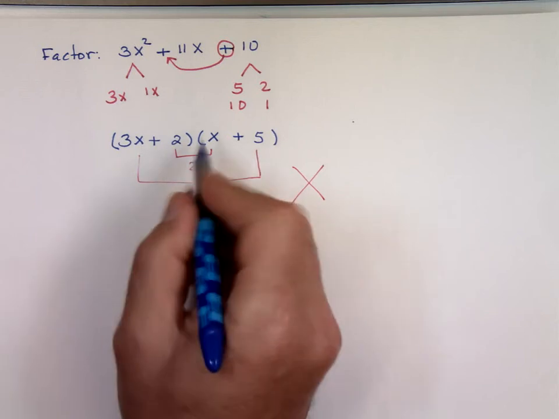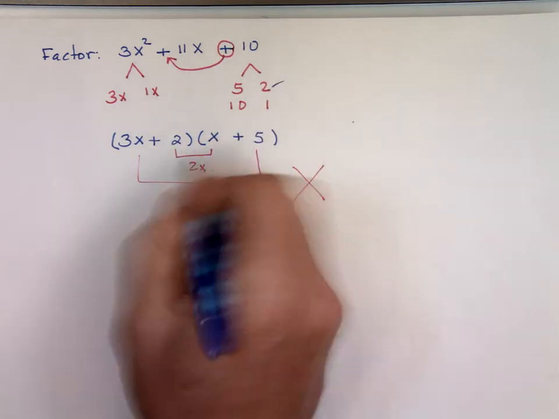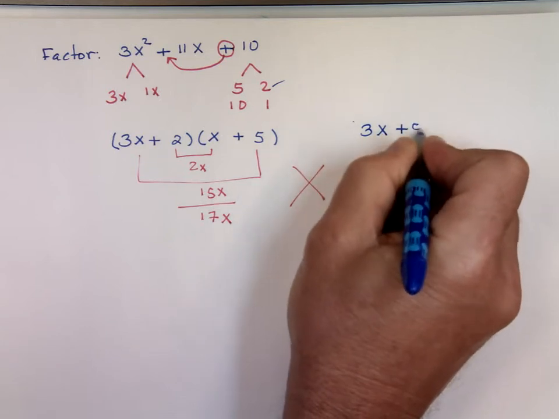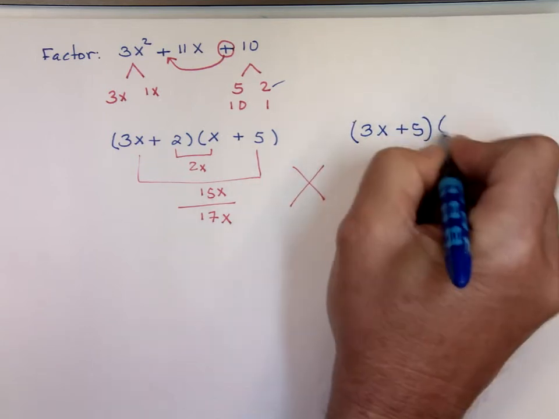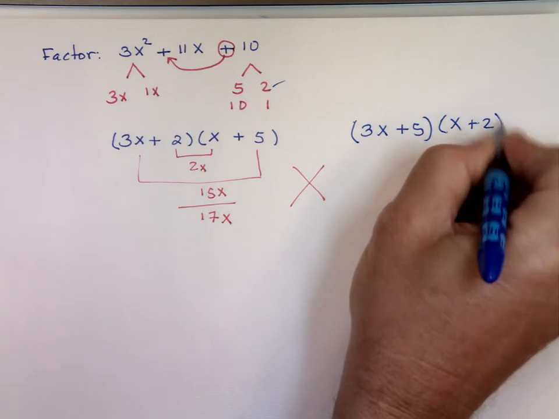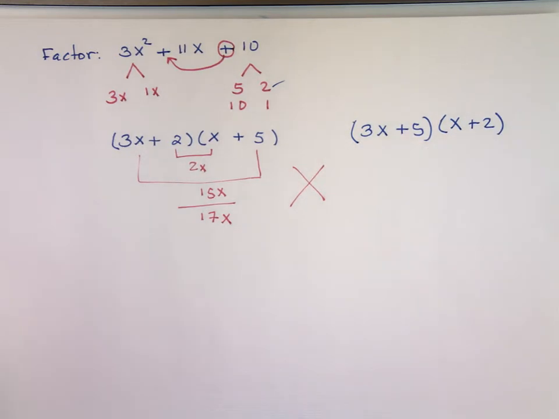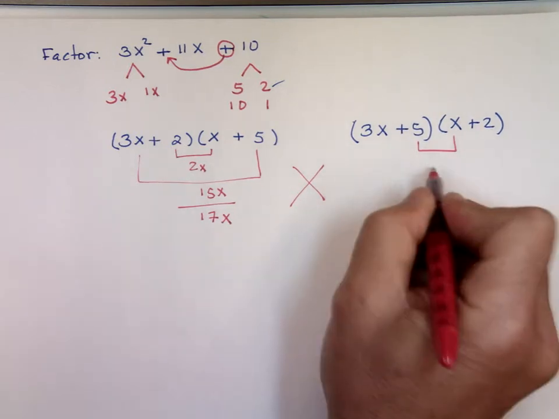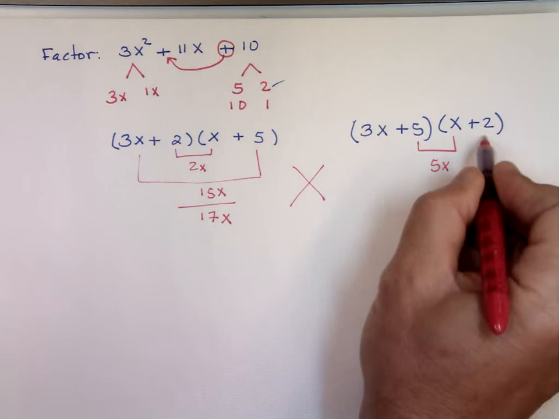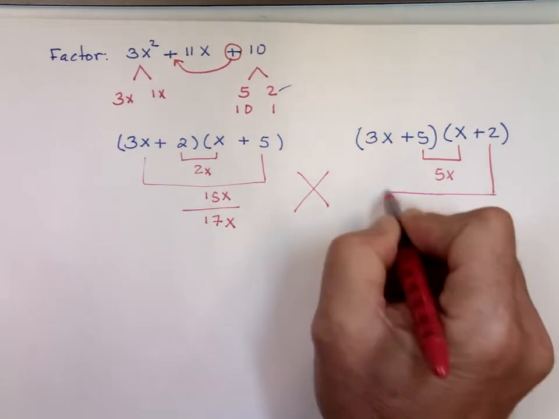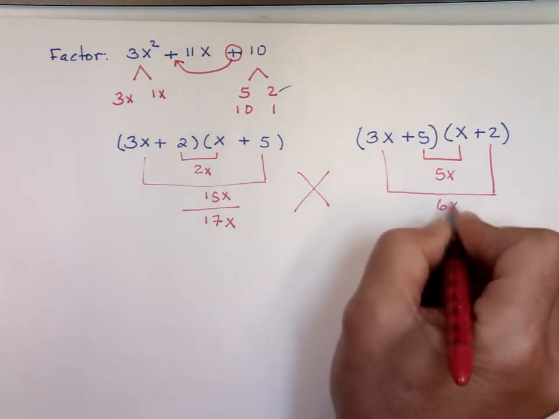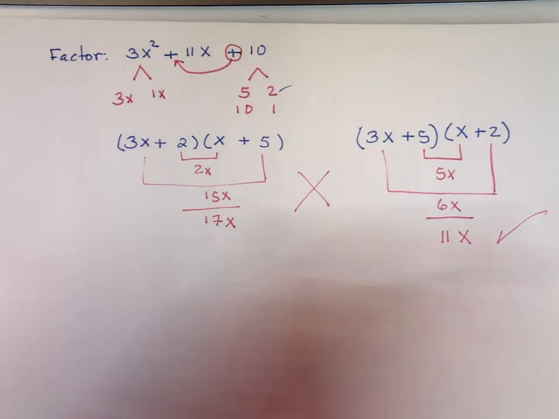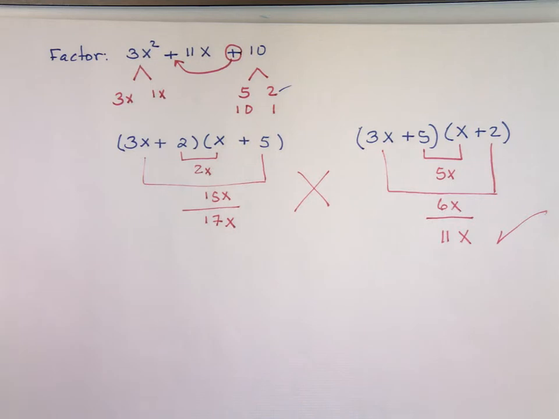Again, before you give up on the 5 and the 2, let's flip-flop them. 3x, put the plus 5 with it, and x, and put the plus 2 with the x. Let's try that. What's 5 times x? That's 5x. What's 2 times 3x? 6x. And when you add them, what do we have? 11x, and that is the correct answer because you want that to be 11x.